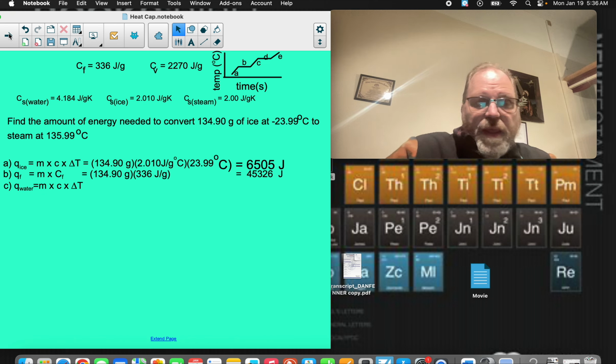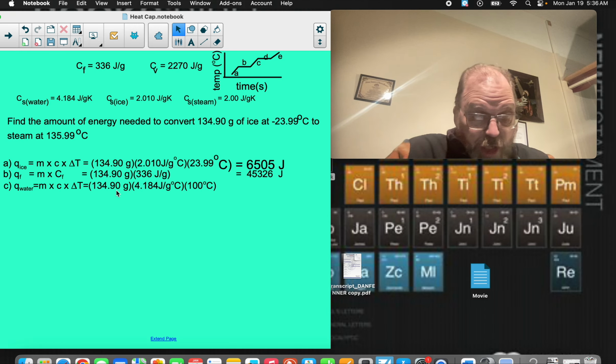All right, with that second step done, now we're going to heat the water. The Q of water is going to be M times C times delta T. My mass is going to remain the same. It's not going to change. It's still 134.90 grams.